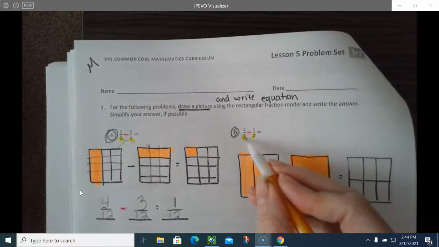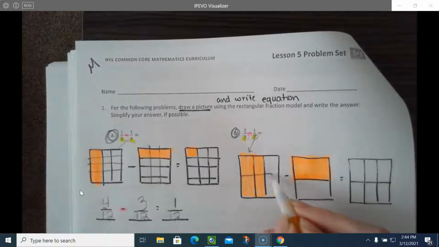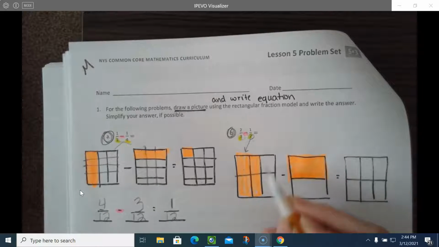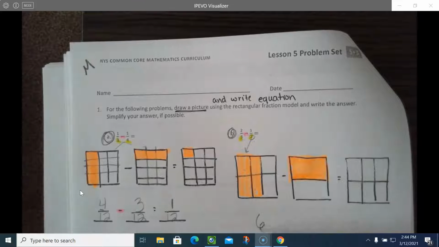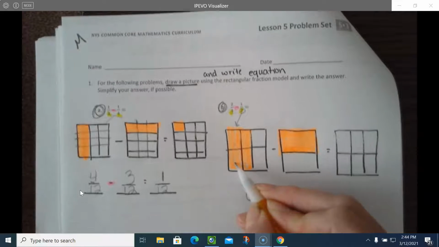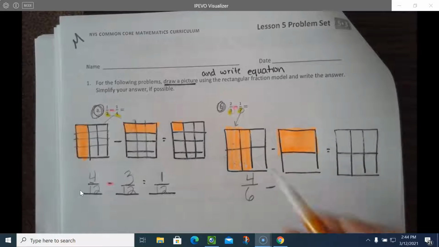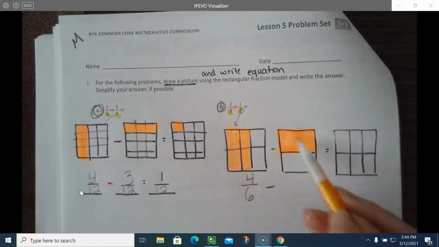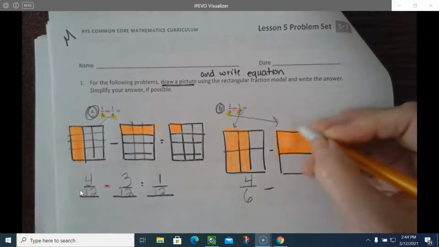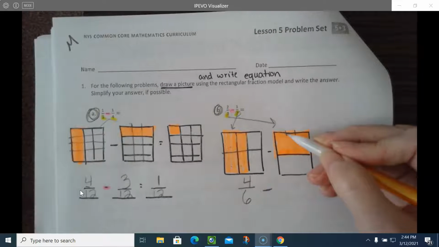So if this one was split into thirds initially, now I need to split it into 2 parts over here. And then I'm going to count all of my smaller partitions. 1, 2, 3, 4, 5, 6 is my denominator, and there are 1, 2, 3, 4 parts that are shaded. I am subtracting. Now this fraction over here was split in half before. I need to split it into thirds going vertically. So thirds would be 2 little lines coming straight down.